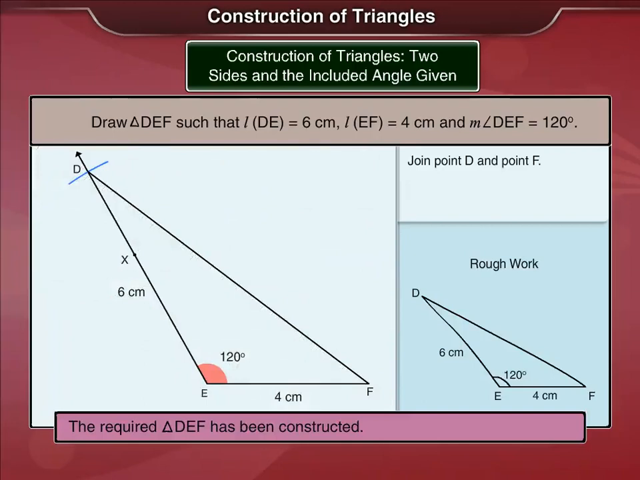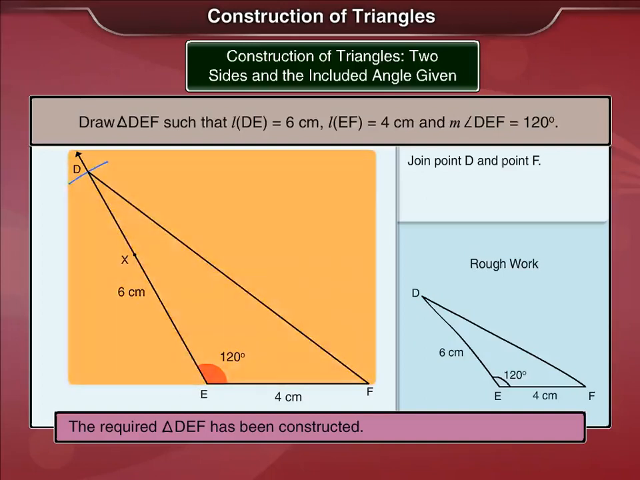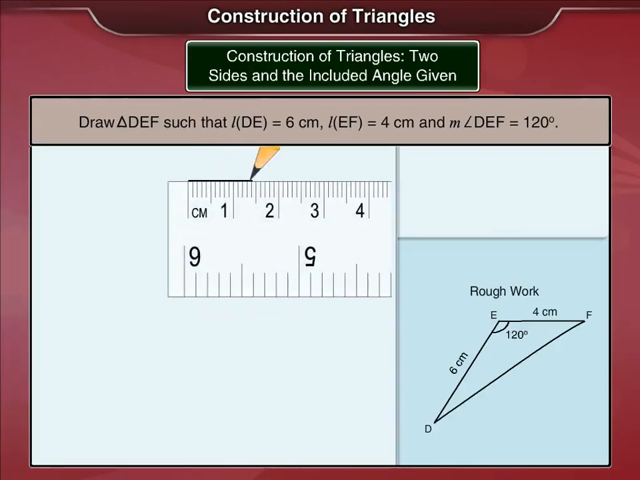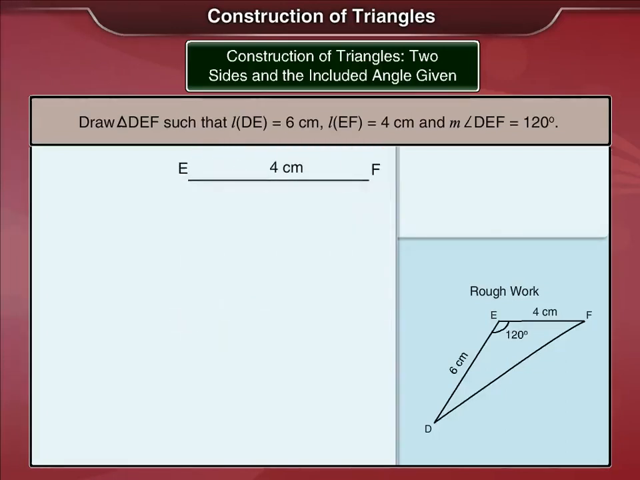With point E as center and 6 cm as radius, draw an arc intersecting ray EX at point D. Join point D and point F. The required triangle DEF has been constructed on the other side of segment EF. Let's construct triangle UVW.